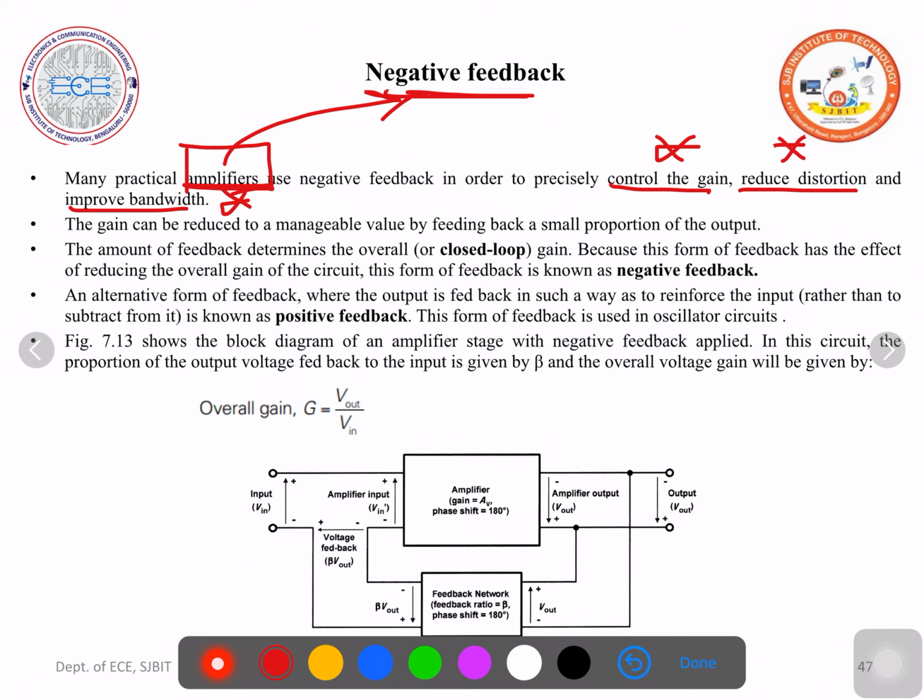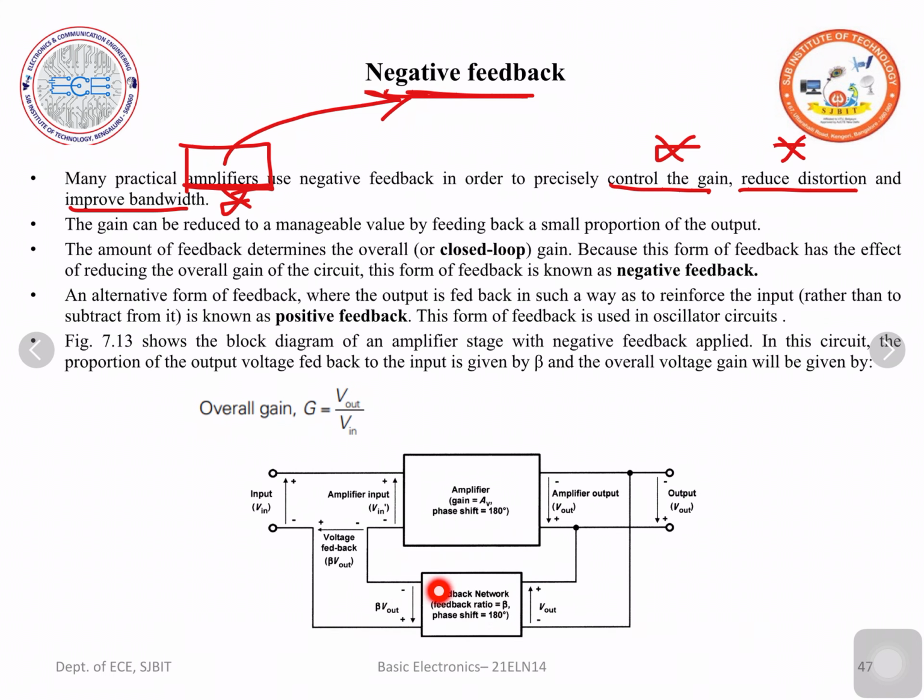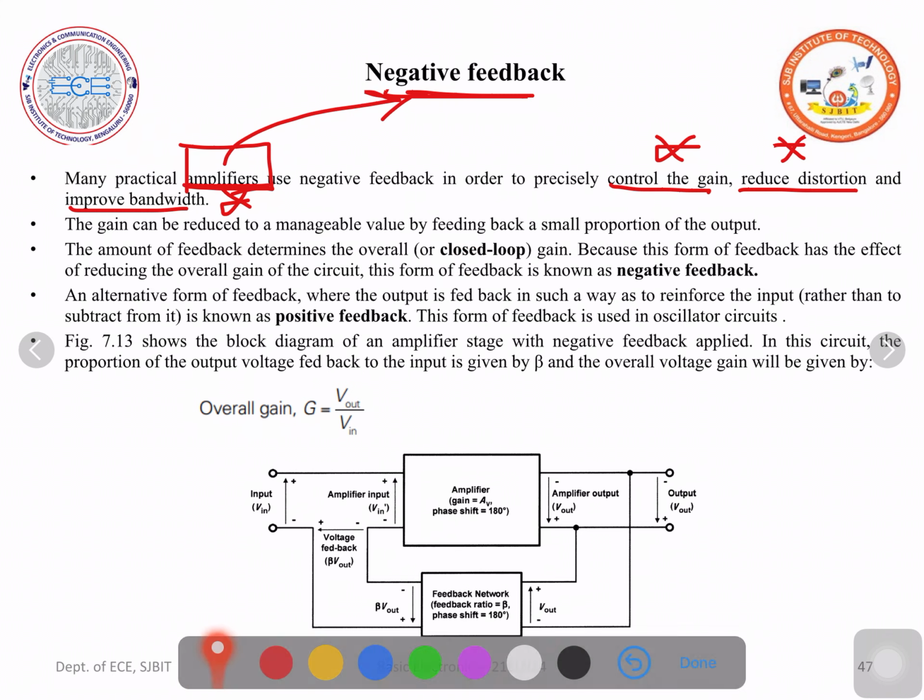The gain can be reduced to a manageable value by feeding back a small portion of the output, that is the feedback. The amount of feedback determines the overall gain. When there is a feedback, we say it is a closed loop network. If there is no feedback, then we say it is an open loop. Remember, when there is a feedback, it is closed loop. When there is no feedback, it is open loop. With negative feedback, the overall gain always decreases.